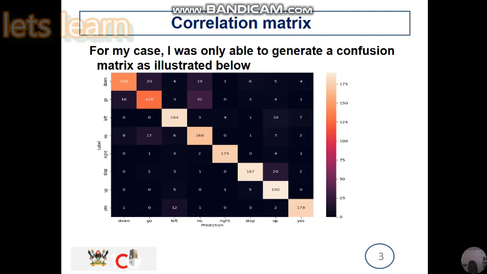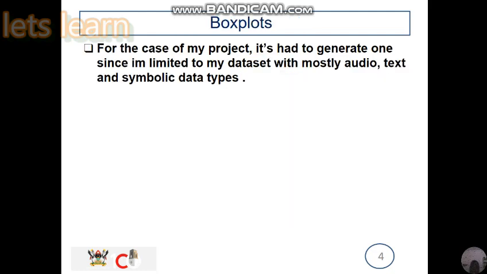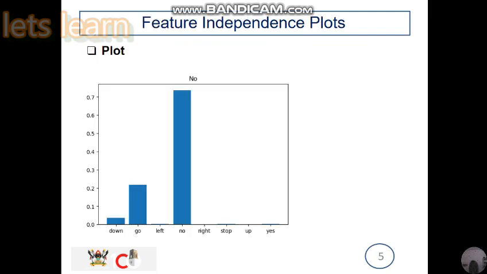So this is my correlation matrix, but in the form of a confusion matrix. That's what I was able to generate for my case. For box plots, just to simplify, it's hard to generate one since I'm limited to my data set with mostly audio, text, and only symbolic data types. So a box plot may be hard for me.